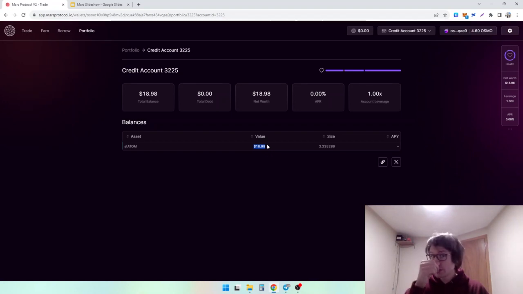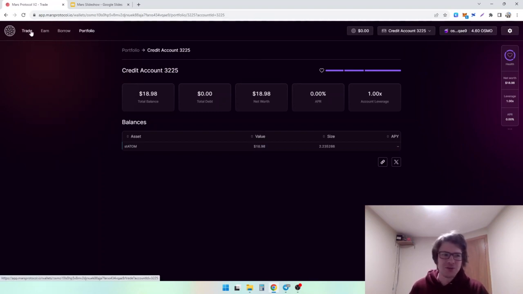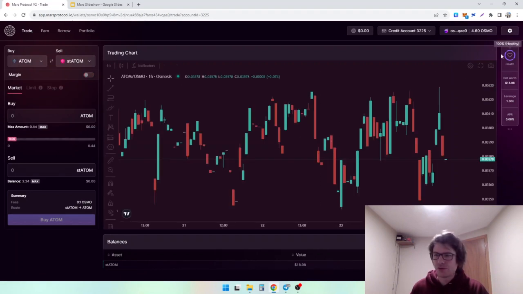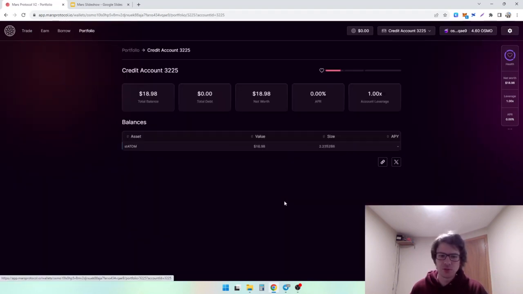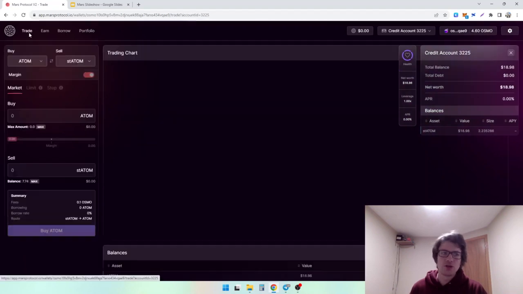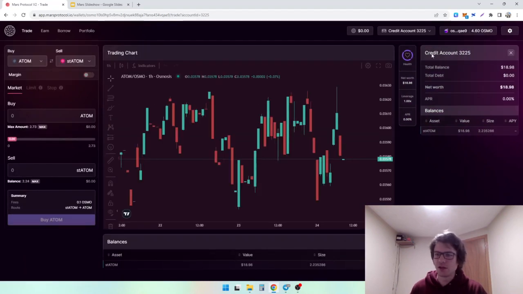And so let's do the scenario we were talking about. Remember, I was saying normally with a normal credit account, if you wanted to get into a high leverage position, you'd have to loop and loop and loop. But let's look at how Mars V2 handles it. All you have to do is go over to trade. And then also I can use the portfolio page here with my credit account. The portfolio page is always available on any of these other pages just by using this tab, which is really handy. So I go over to the trade page and I've got my portfolio tab open. It looks like I've got a total balance of roughly $20, which is comprised of stATOM. That's my balance right there.